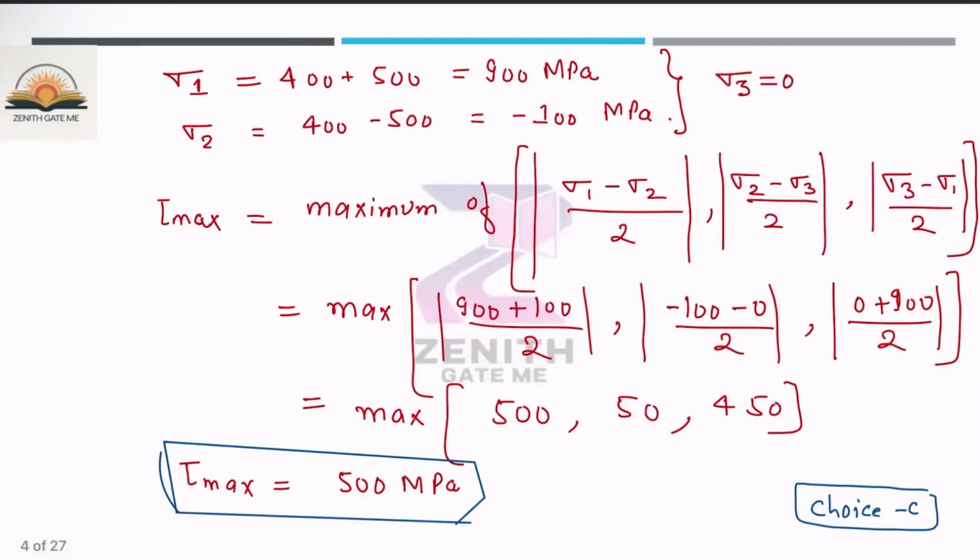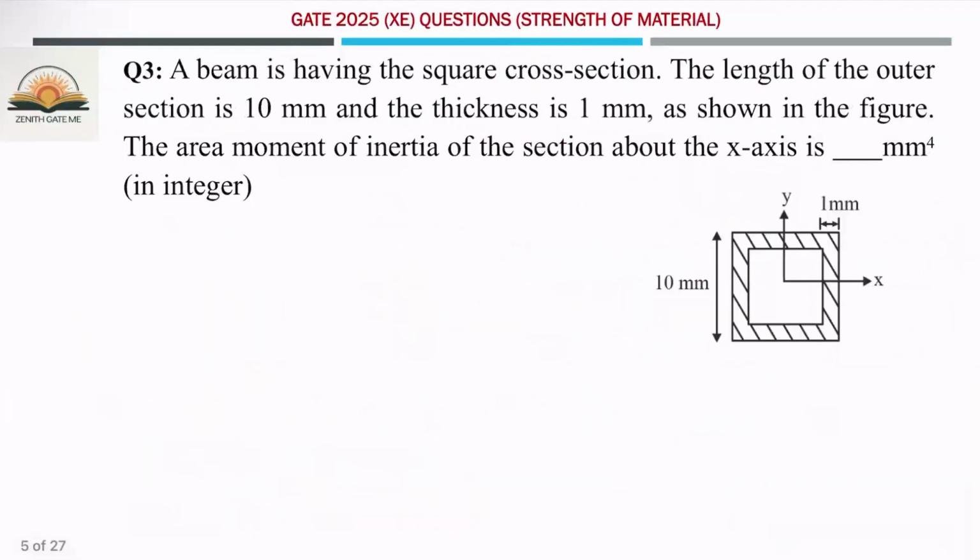Okay, so now move to the next question. A beam is having the square cross section. The length of outer section is 10 millimeter, and the thickness is 1 mm as shown in the figure. You have to calculate the area moment of inertia of section about the x-axis. A very simple question. So you have to calculate the moment of inertia.